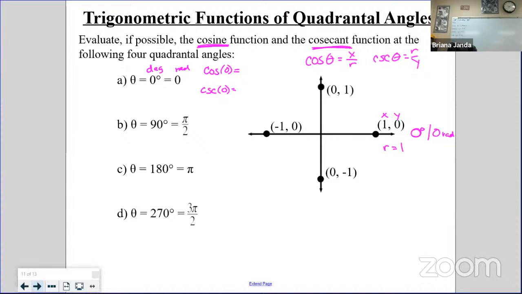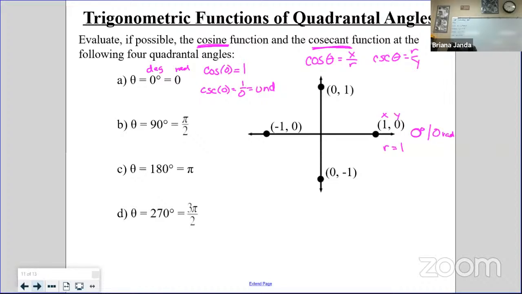So cosine is x over r, 1 over 1. And we'll always match whatever your x value is in the ordered pair. Cosecant will not. Cosecant is going to be our r value, which is 1 over our y value, which is 0. And then we have to remember how that simplifies, and 1 over 0 is always undefined. So this is when it falls on an axis, that's when I'm going to tell you to rely back on your chart. Okay.